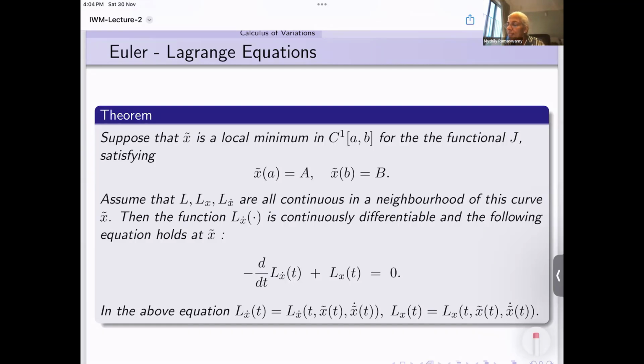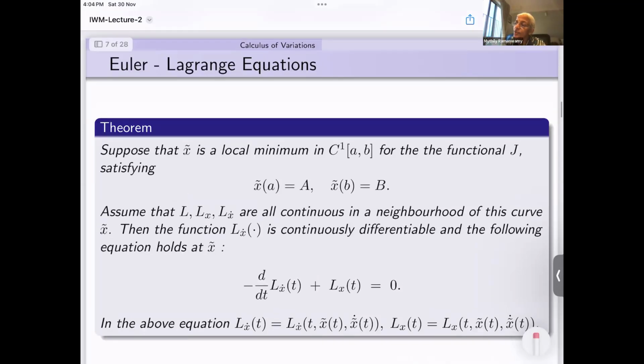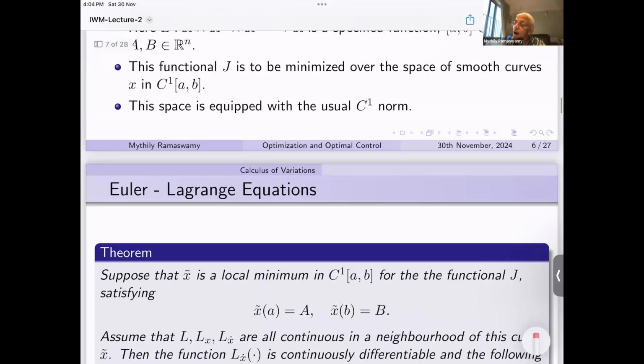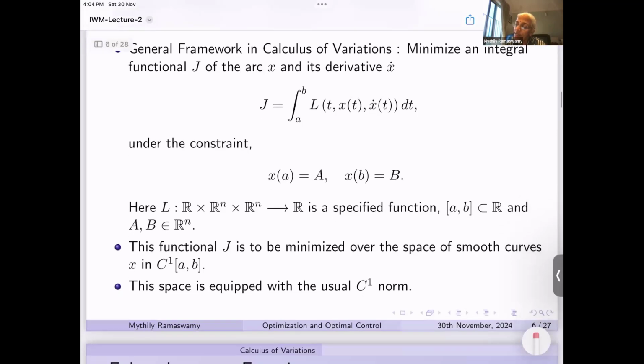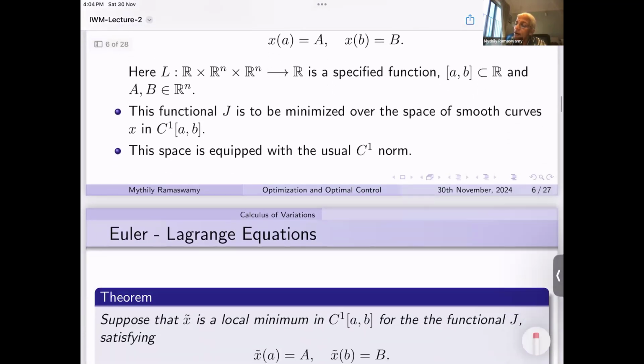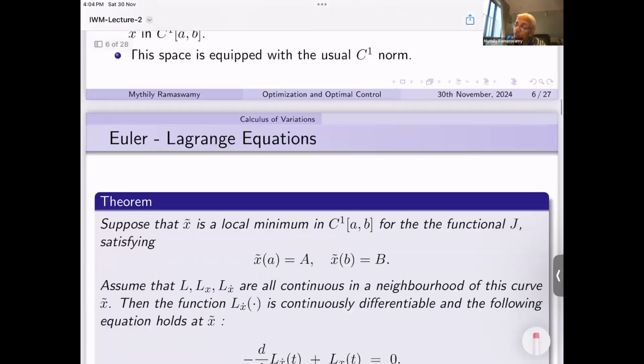Now I have written minus d by dt of L_x dot. What it means is the partial derivative of L with respect to the third variable x dot. So L has three arguments: t, x(t), and x dot(t). So when I write L_x dot, L is differentiated with respect to the third argument. That is the meaning. And then the whole thing is a function of t.